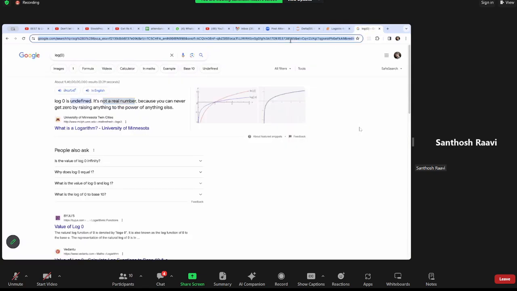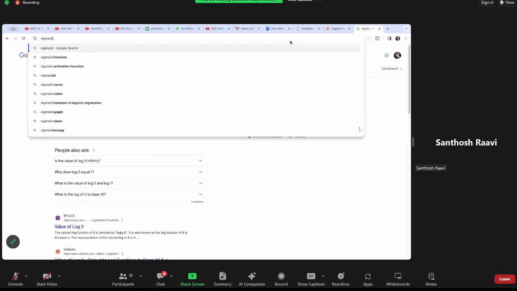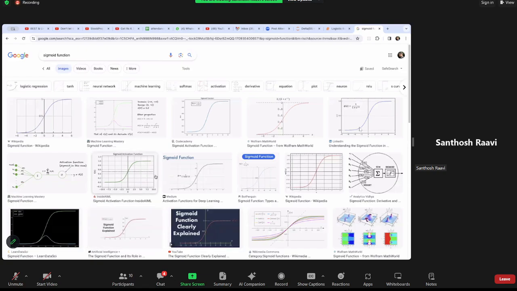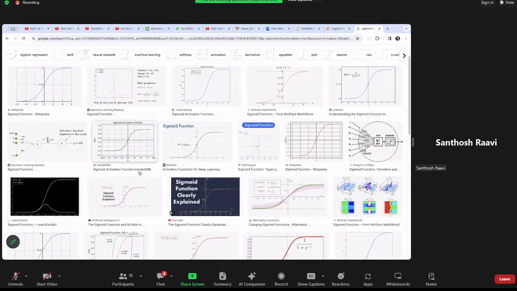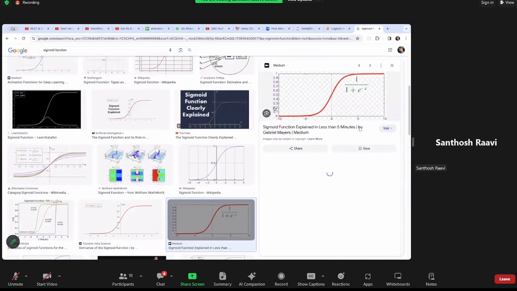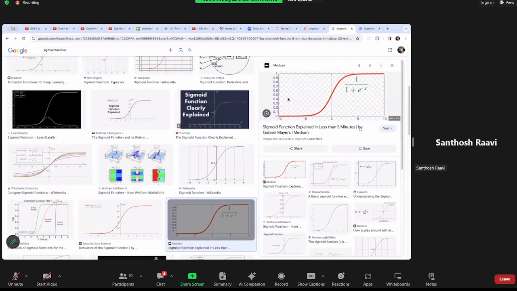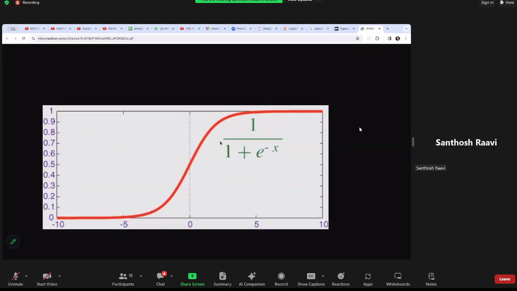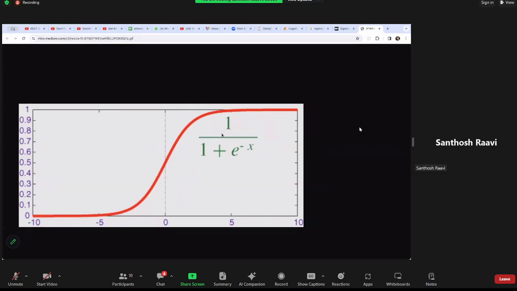If you look into the logistic function or sigmoid, if you see the images, 1 by 1 plus e to the power of minus x. We can use any sort of notation, x or y or a or b, it's our wish. He has taken minus x, we have taken minus z, that's it. 1 by 1 plus e to the power of minus z. This is how the waveform will look. See, the values lie between 0 and 1.